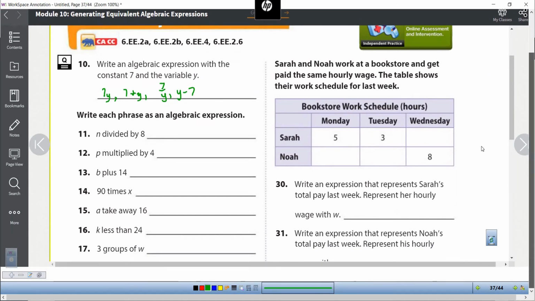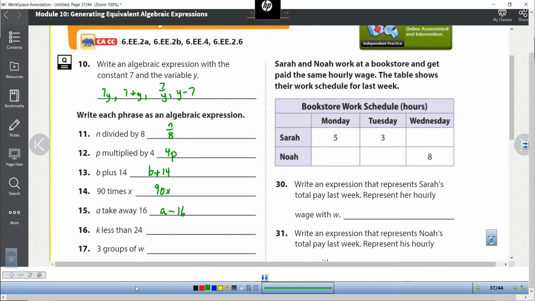All right. Okay, let's go through some of these real quick. N divided by 8. There we go. N divided by 8. P multiplied by 4. The best way to write that is put 4 in front. That's your coefficient. B plus 14. 90 times x. A take away 16.